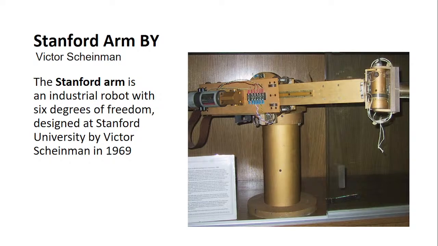So the Stanford Arm is also like Unimate. It's a fixed manipulator, but still it has multiple degrees of freedom. It has 6 degrees of freedom. So it is much more flexible, and we can use it in many more applications than Unimate.